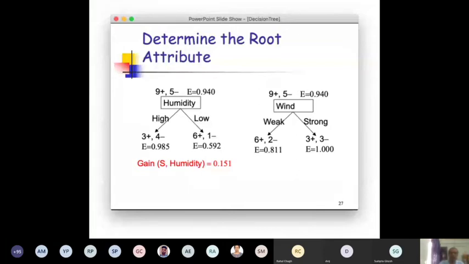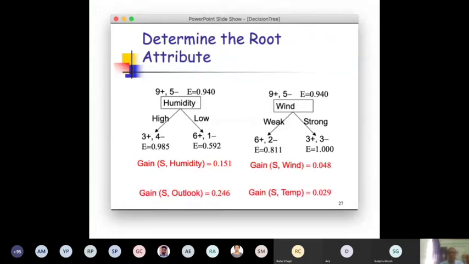And here you can see you have entropy 1 because you have an equal number of positive and negative examples. That is the highest entropy with this kind of class distribution. And here the gain is 0.048.